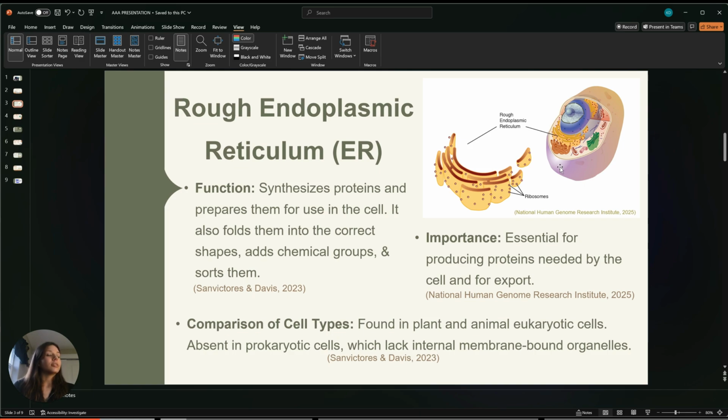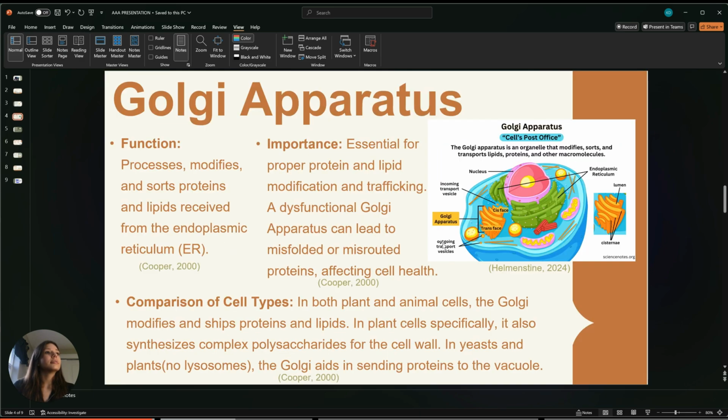As you can see in the picture, the rough ER is this folded membrane cheese-looking stuff right next to the nucleus, and like your favorite Valentino bag, it is studded, but instead of rhinestones, it's ribosomes. They are constantly attaching and detaching from the ER membrane as needed when making proteins. It is only found in plant and animal eukaryotic cells because only eukaryotic cells have membrane-bound organelles, which the rough ER is one of them. Prokaryotic cells lack membrane-bound organelles.